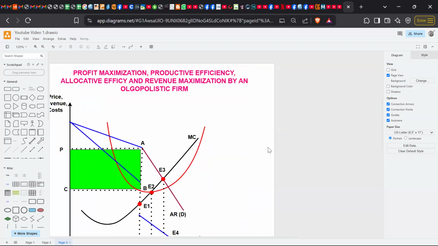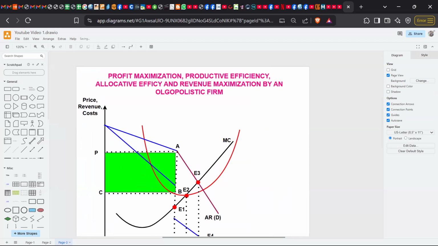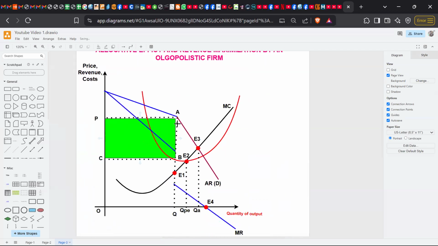So this is the oligopoly diagram with a kinked demand curve. Why is the demand curve kinked? Because the firm cannot increase the price. If it increases the price, others will ignore the price hike, leading to the loss of market share for this firm. Okay, but if it reduces the price on the inelastic segment, what happens is other firms will reduce the price too.